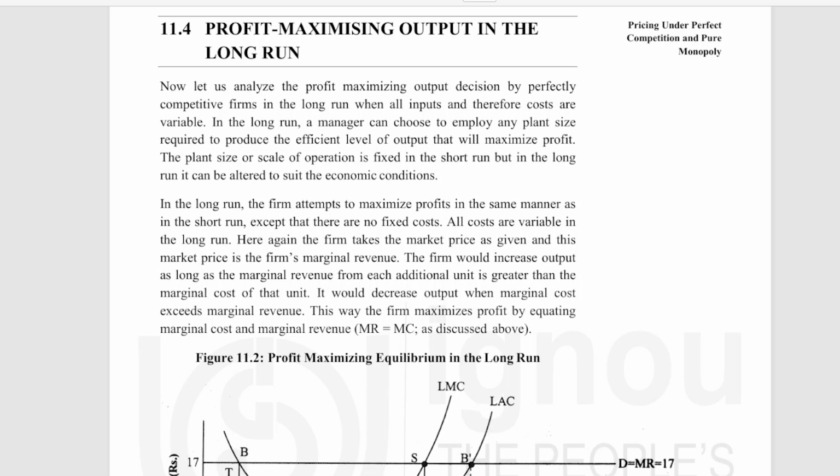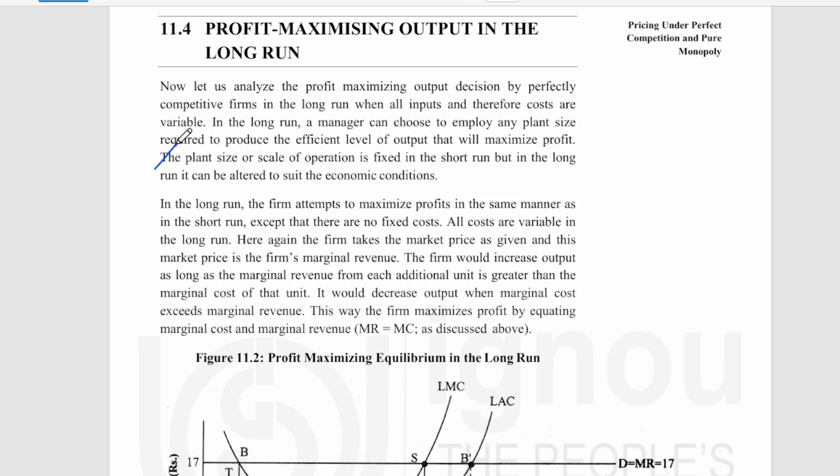In today's session, we will start with Unit 11, subsection 4 of MMPC 010, that is profit maximizing output in the long run. So now let us analyze the profit maximizing output decision by a perfectly competitive firm in the long run when all inputs and therefore costs are variable. So in the long run, a manager can choose to employ any plant size required to produce the efficient level of output that will maximize profit.